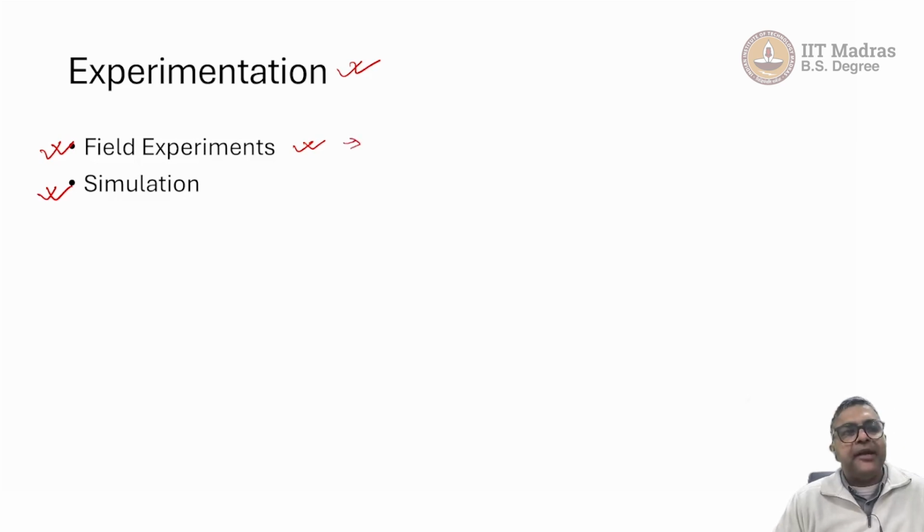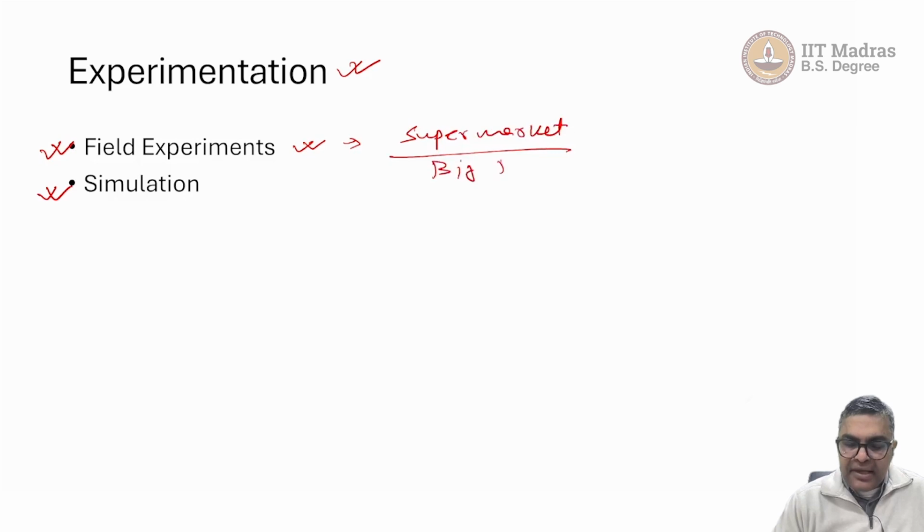But a field experiment can be done very easily in, let us say, a supermarket kind of setting, or we have in India Big Basket or Blinkit. In these settings, field experiments can be done on a day-to-day basis with the help of software. On Big Basket and Blinkit, they can vary the price a little bit and see the customer response, consumer response, and that will help them draw the demand function.